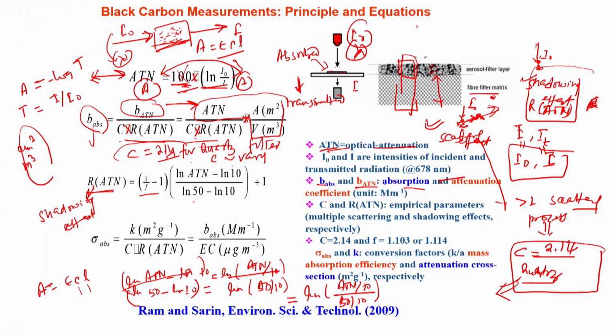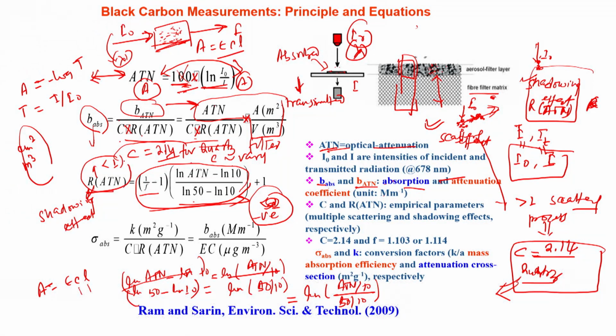And if it is more than 50%, then you can calculate accordingly. So the equation becomes: you take ln ATN minus ln 10, divided by ln 50 minus ln 10, and then you add 1. Usually this ratio will be less than 1, in fact negative, so it will be 1 plus a negative number, so this whole R will always be less than 1.